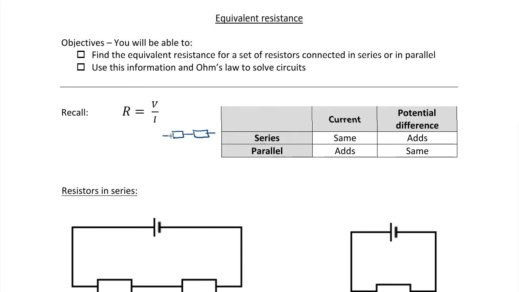So if I were to measure the potential difference across this resistor and the potential difference across this resistor using a voltmeter across each, and then add those together, I'd get the same value from adding those as if I measured the potential difference across the two of them.